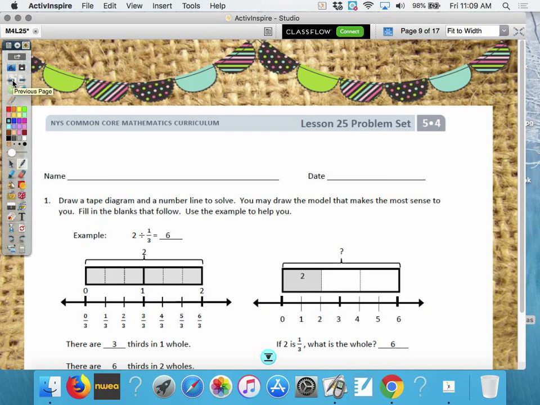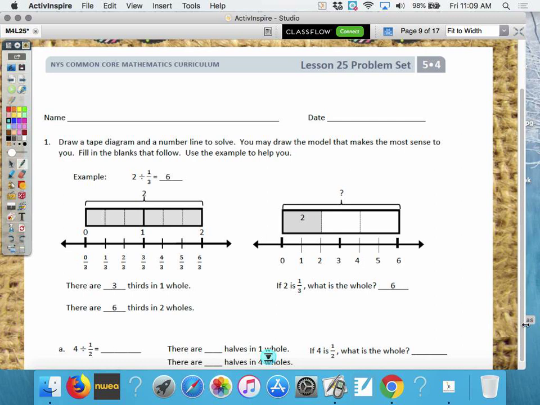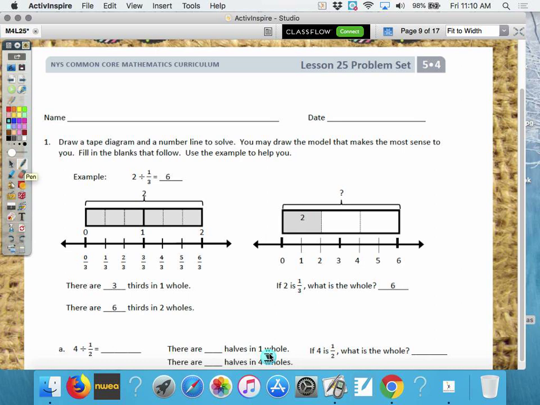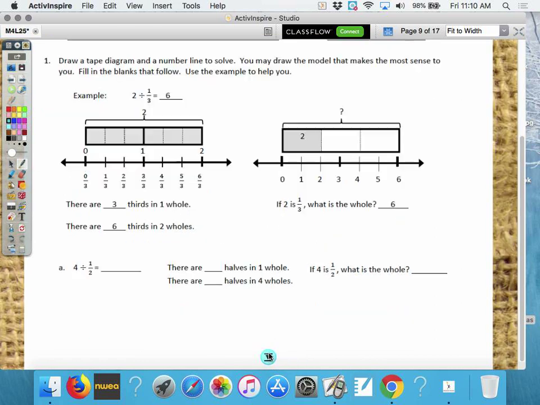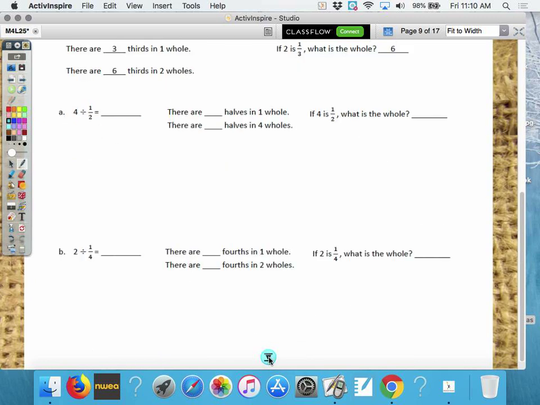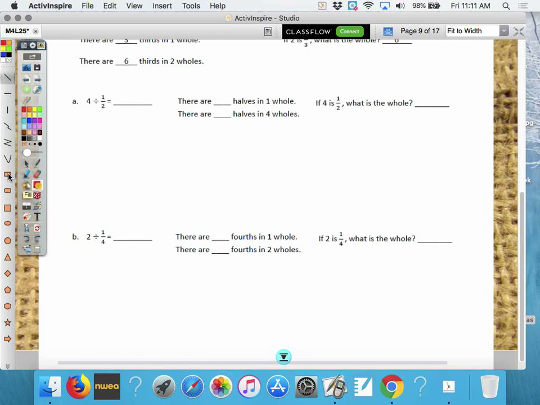Yes? I have an easier way instead of doing all of that work. All right, so they've given us some examples. Let's just do our own thing. Sound good? Okay. So we have 2 parts to each of these. So let's go ahead and get tape diagrams. Make it pretty long. The first one, make the first one pretty long. And then let's get number lines.